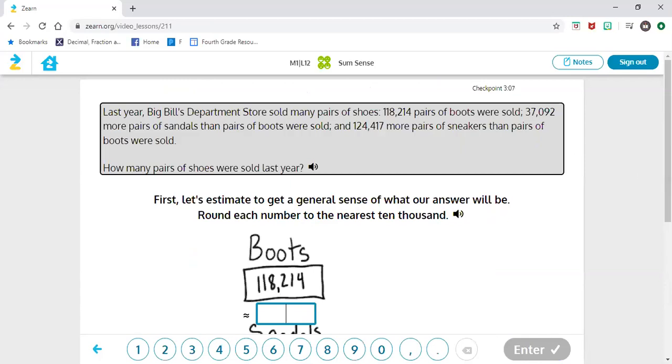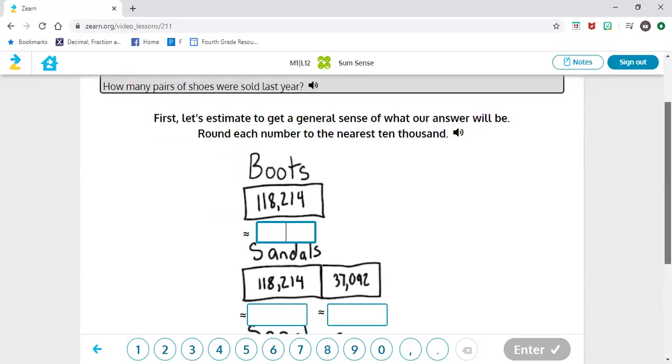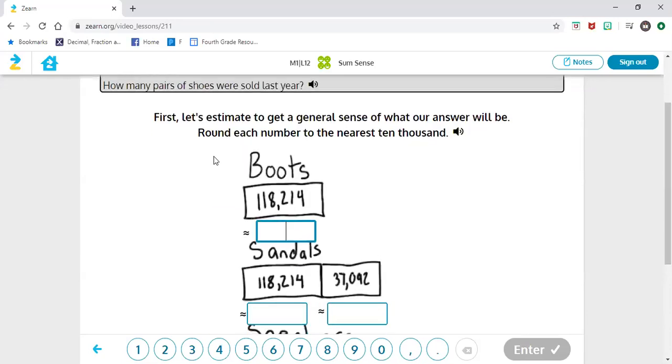All right. So first, let's estimate. We're going to estimate to the nearest 10,000. So let's find our 10,000s place. Ones, tens, hundreds, thousands, 10,000. So that one has two choices. Either it can go up one or stay the same. And based on that 8 being behind it, it's going to go up one. Okay? So we've already estimated this to 120,000. So we don't have to do that one anymore.